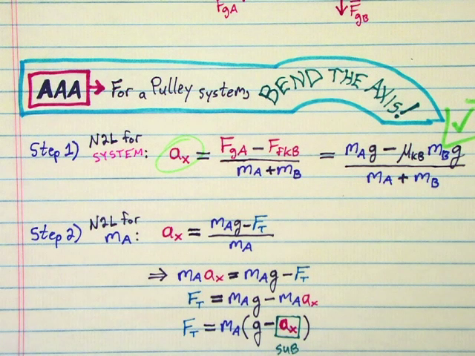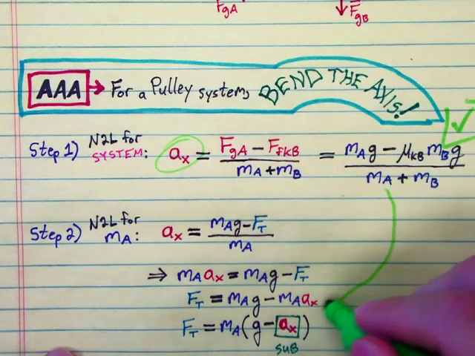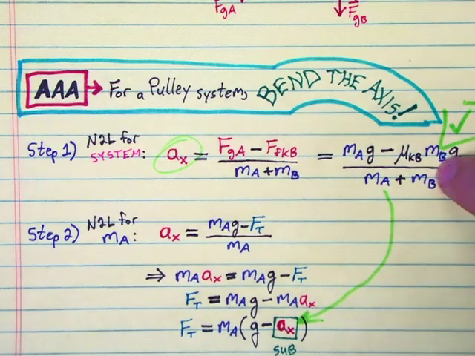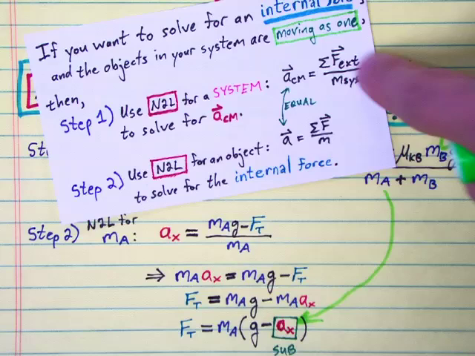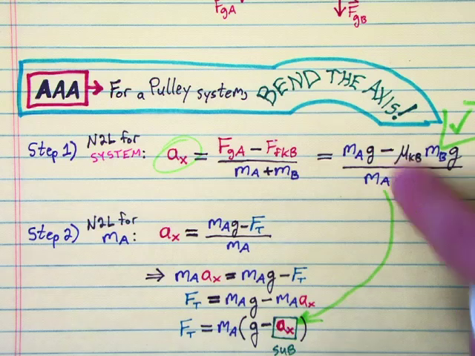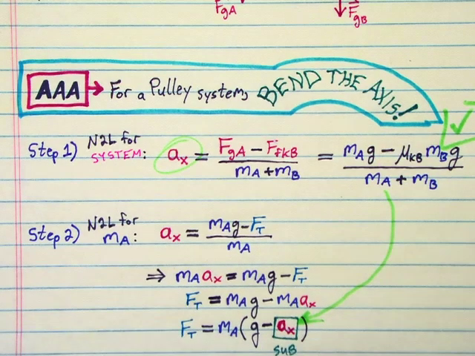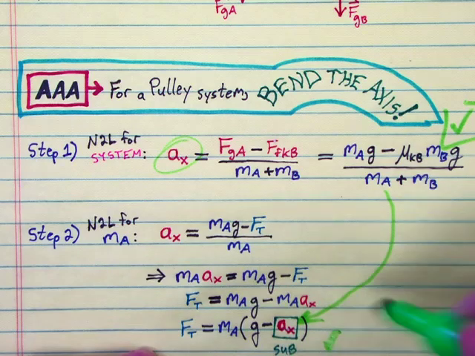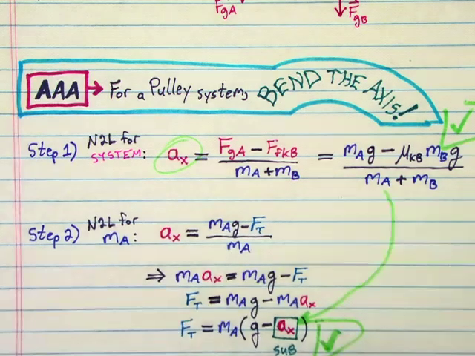And at this point, we could substitute in our previous expression for the acceleration. So we've taken our solution from step one and plugged it into step two. We'd plug that in here and solve for the tension. If you had numerical values at this point, you could plug those numerical values in and solve for the tension, and we'd be done. We solved for both of our unknowns.